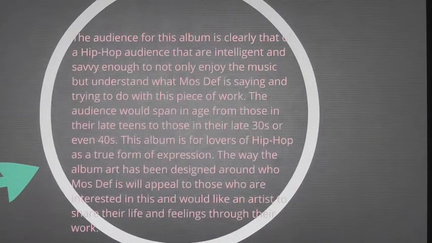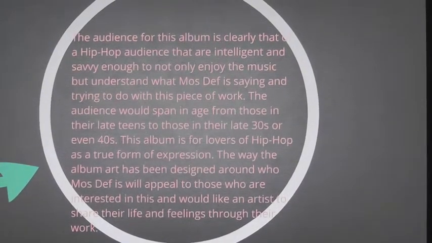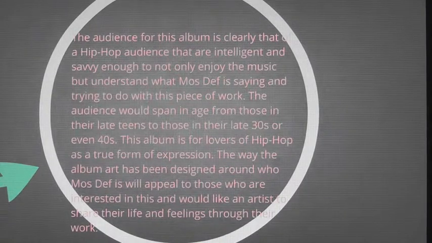The audience for this album are clearly that of hip-hop, and they're also clearly intelligent as well. They're intelligent enough to not only enjoy the music, but also to understand what Mos Def is saying and trying to do with his piece of work. The audience would range in age from a teenager to probably late 30s, and maybe even 40s, who knows. This album is definitely for the lovers of hip-hop and people that really see the image behind hip-hop rather than just the music and being cool.